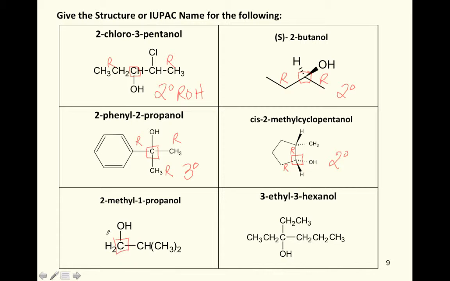2-methyl-1-propanol. On the left-hand side, as this is written, there's no carbons there, so that doesn't count as an R group. This one does, so this is an example of a primary alcohol.